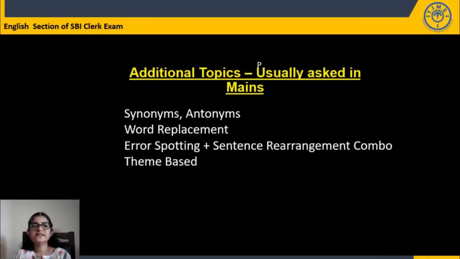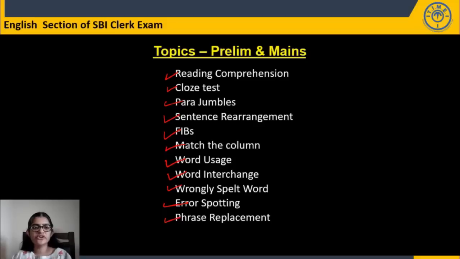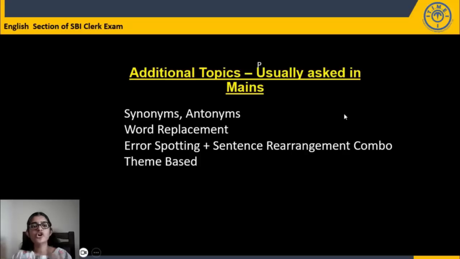Okay, so this is synonyms and antonyms, direct synonym and antonyms questions. These can appear in your reading comprehension also, or these are asked as separate questions. Then word replacement. Okay, so here we spoke of word usage and word interchange. Word replacement is also another variation of this, where a particular word is given and you have to substitute it with the right word.